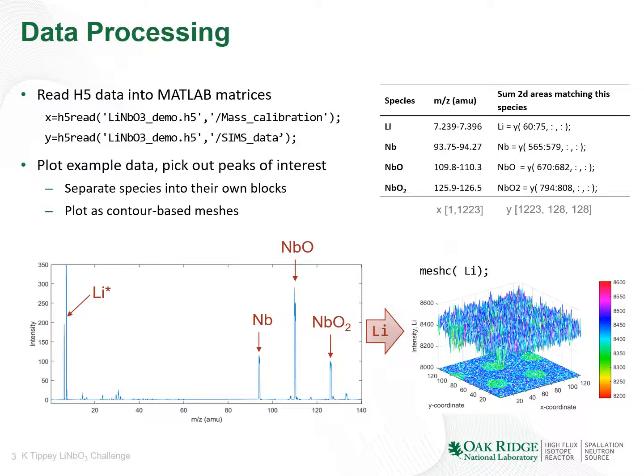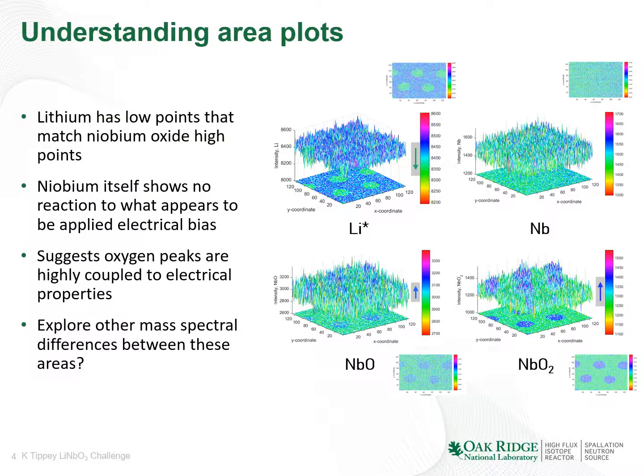So here's the species of interest, their mass to charge ratios, and what that corresponds to in the Y array, which you'll recall was from SIMS data. A few things you can notice: I replotted the mesh versus contours for lithium, niobium, and the oxides. Now lithium has low points where niobium oxides have high points. This makes sense when we take into account that this lithium is most likely actually a lithium hydride, as I miscalibrated the earlier data.